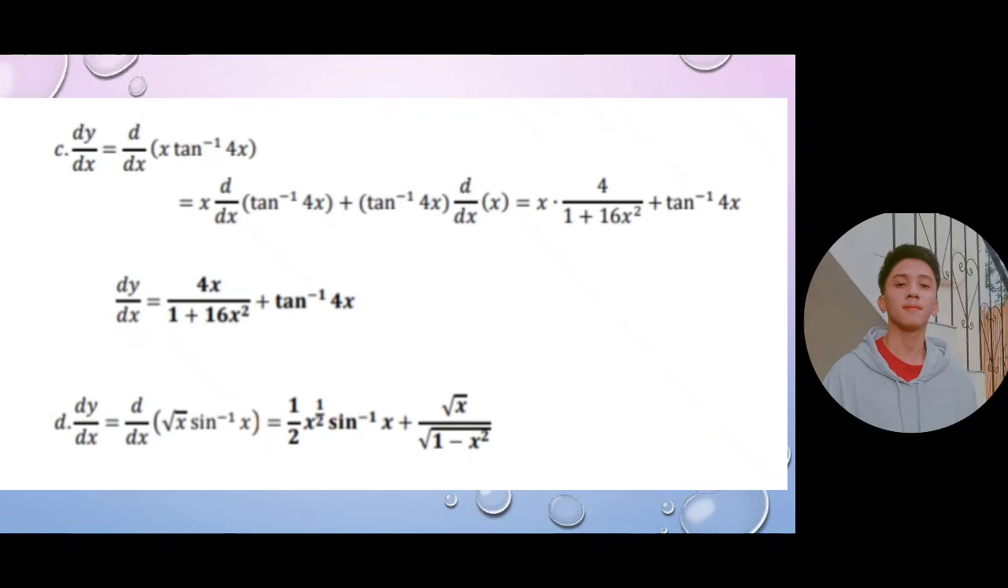So continue on with our product rule. Now I'll take my second function, tangent raised to negative 1 of 4x, unchanged, multiplied by the derivative of the first function, x. So next we're going to copy x, then multiply it by the derivative of tangent raised to negative 1 of 4x. Applying the formula of the inverse trigonometric function, it becomes 4 all over 1 plus 16x squared.